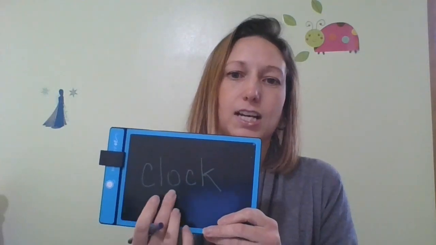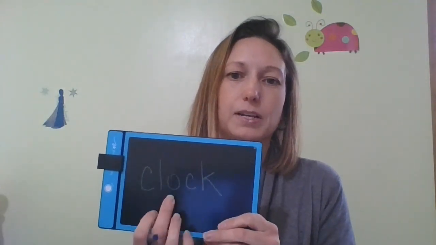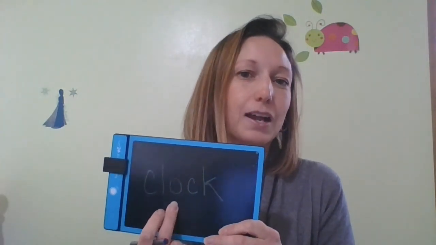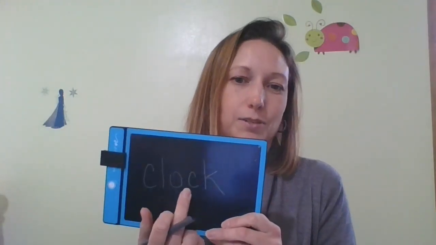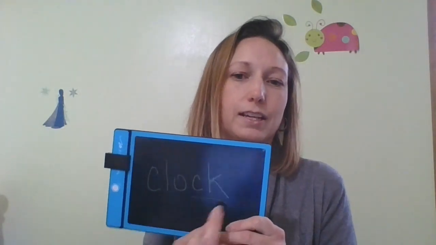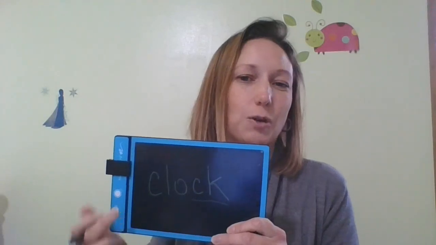Number 2, clock. Clock. Remember to sound it out carefully and listen to your vowel sound. C-L-O-C-K. My O said ah. So we use C-K, long spelling, right after a short vowel.